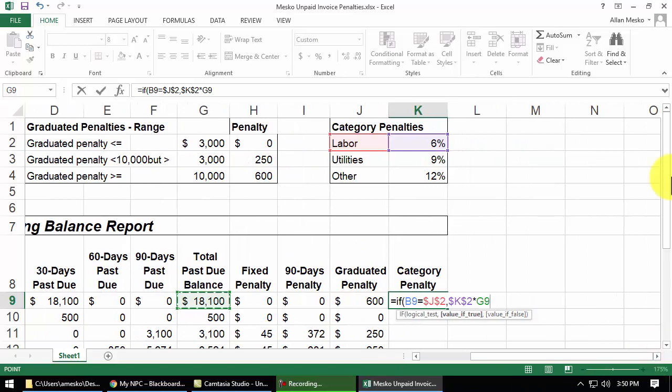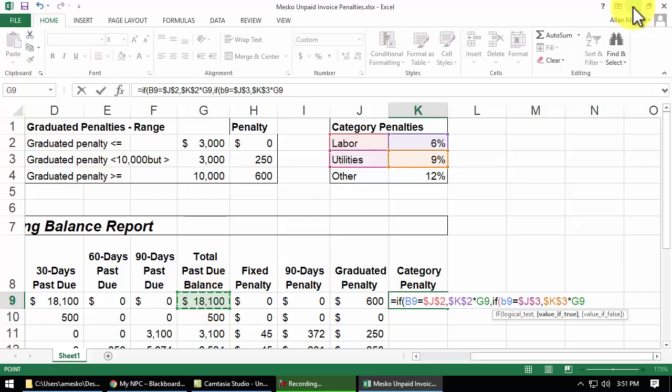Well, what if it's not labor? Then we've got to do another if, don't we? Now check to see if that thing, which was B9, is equal to this, utilities, and I'll make that absolute. How much do we charge them? We charge them this 9% absolute reference times their total past due balance.